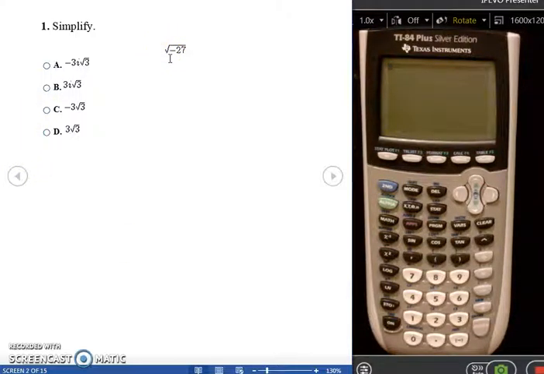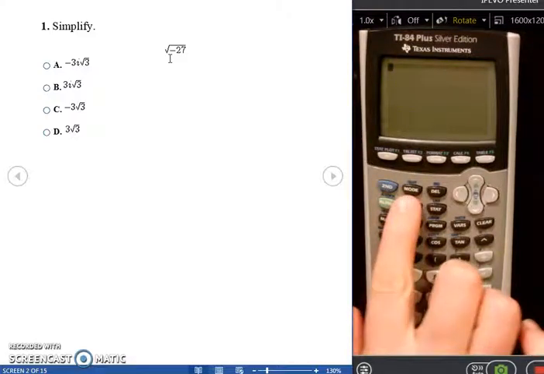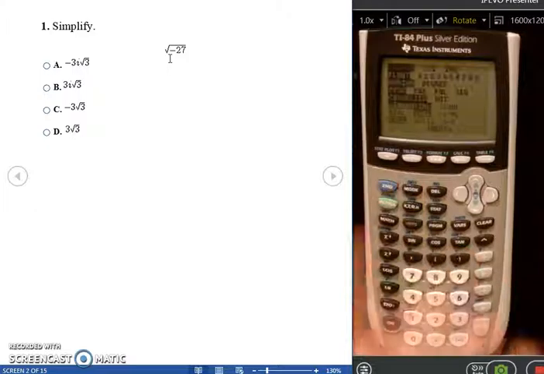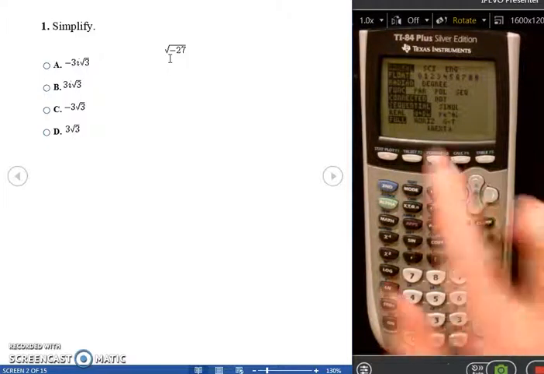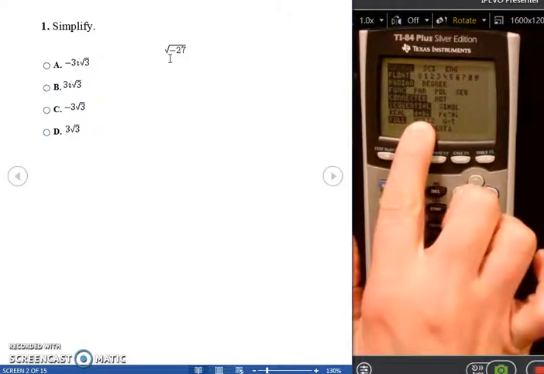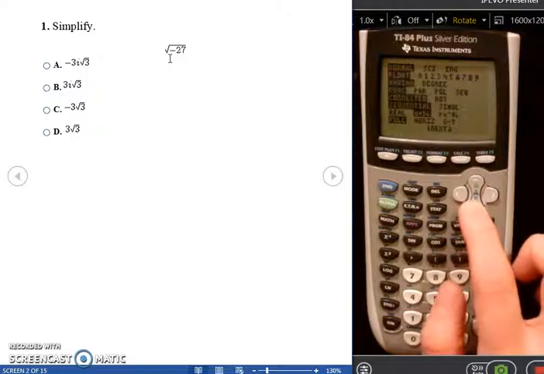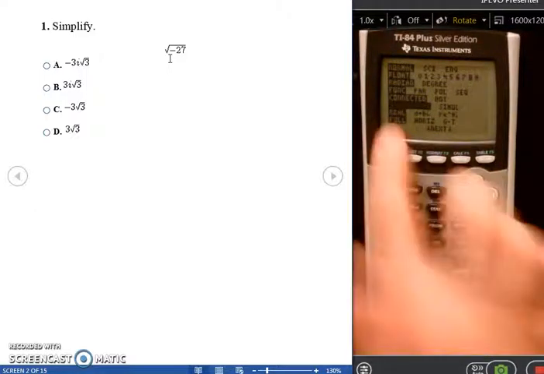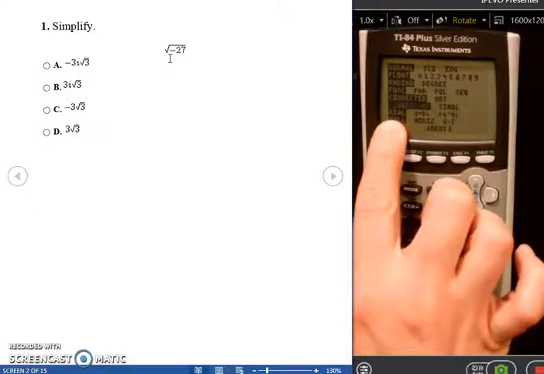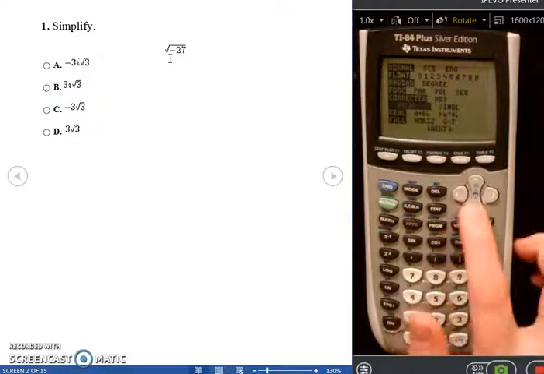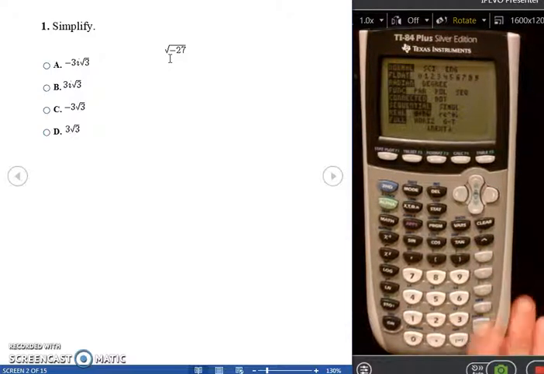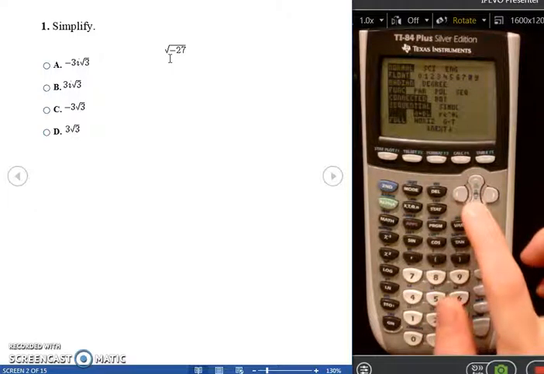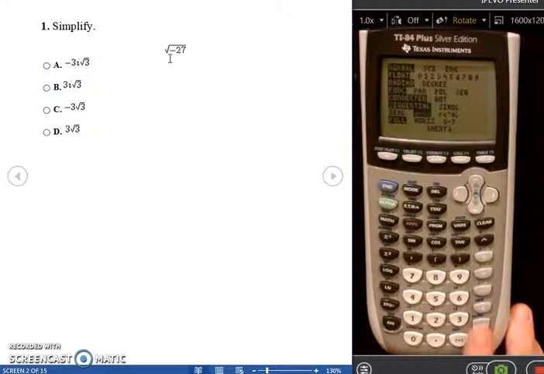Before we do this, we have to make sure that our calculator is in the correct mode. So I'm going to press mode here by the second button, and I have that a plus bi highlighted. Most calculators come standard with the real highlighted, like I put it back to. If you try to do these problems that way, you're going to get error message after error message. You must have that a plus bi highlighted. So you just use your arrows to move over there and press enter.